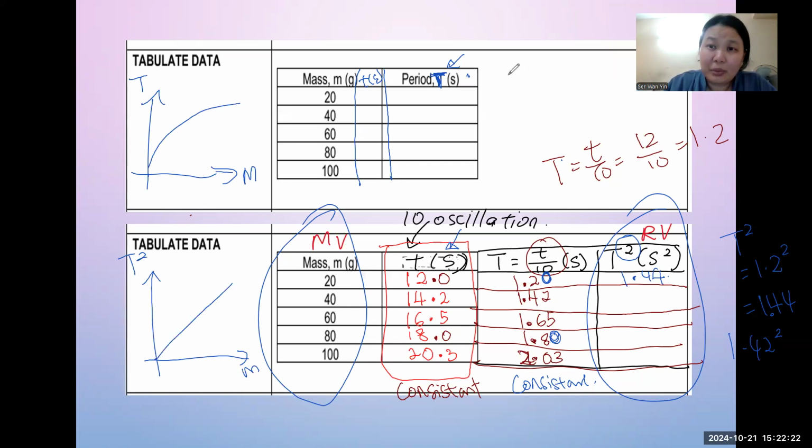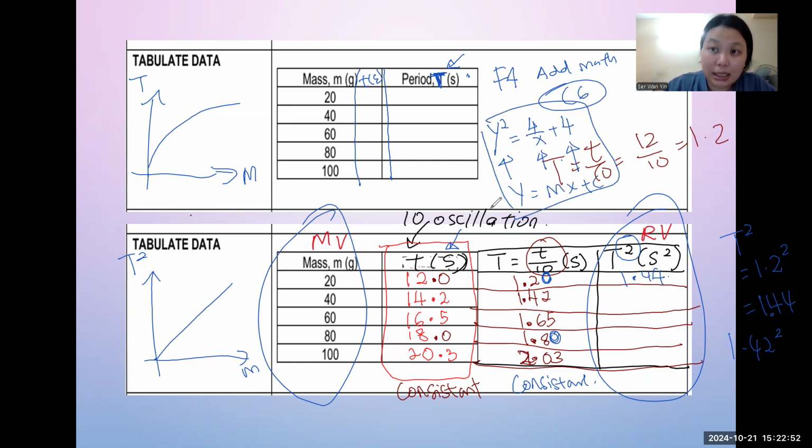I remember when I asked your seniors, they said they learned this in Form 4 Maths, Chapter 6. Remember? For example, y squared equals 4 over x plus 4. Change this graph into y equals mx plus c. Remember? mx.